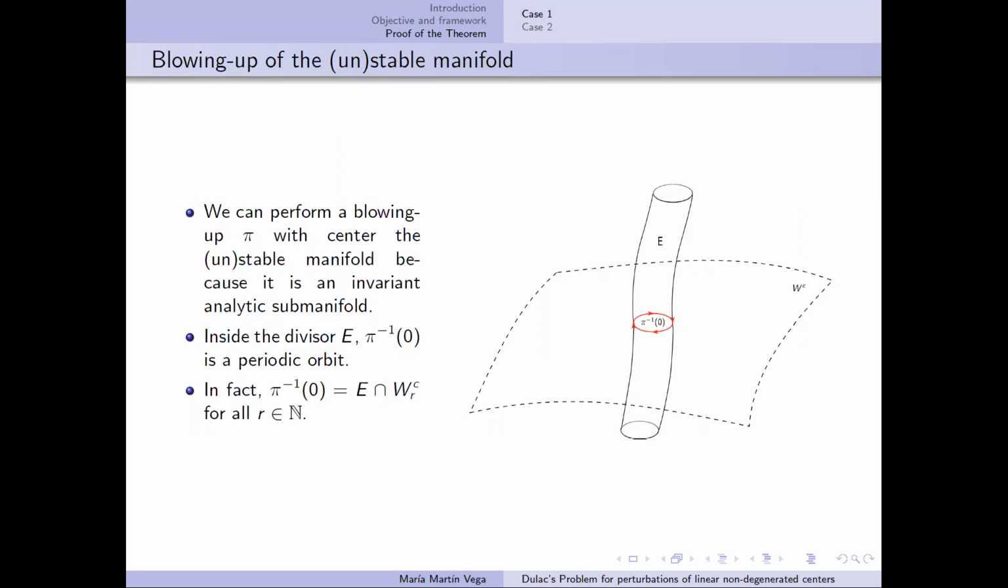To proceed with this proof, first we will blow up the stable manifold. This means that we do a blowing up whose center is the stable manifold, and we are substituting the manifold by this kind of cylinder. And what we find here is that the inverse image of zero is defining a periodic orbit, a cycle, inside the divisor, and it doesn't contain any singularity. In fact, this cycle is containing the intersection of the center manifold with the divisor, or any of the center manifolds that we can define.